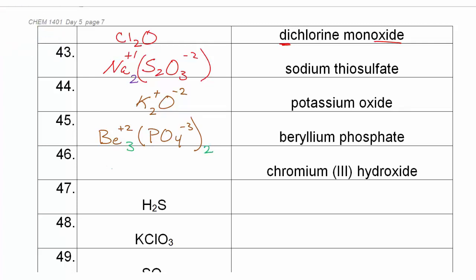Chromium(III) hydroxide. Chromium 3 and hydroxide. That just has a negative charge. Superscripts become subscripts. Do you see a metal? No. Dihydrogen sulfide.